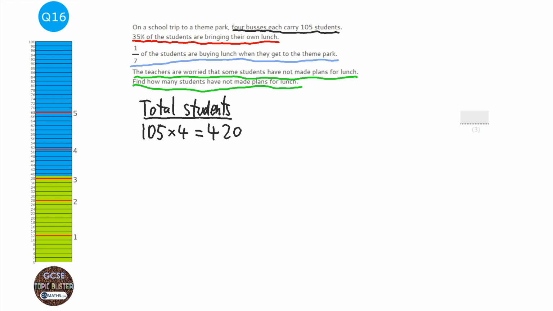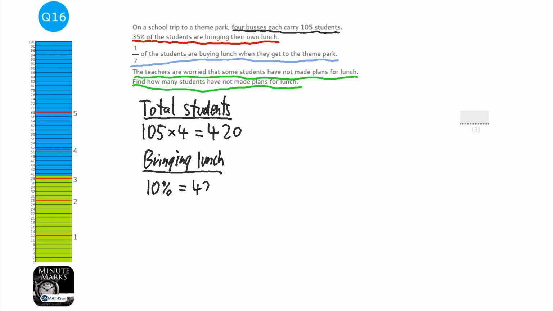So next we need to work out how many are bringing their own lunch. Okay, so to do this, we're going to work out 10% first, which is going to be 42. Because if 100% is 420, that's how many students we have, 10% is you just divide it by 10. And next we can work out 5%, which is going to be half of that, so it's just going to be 21. Next we need to work out 30% because we need 35%.